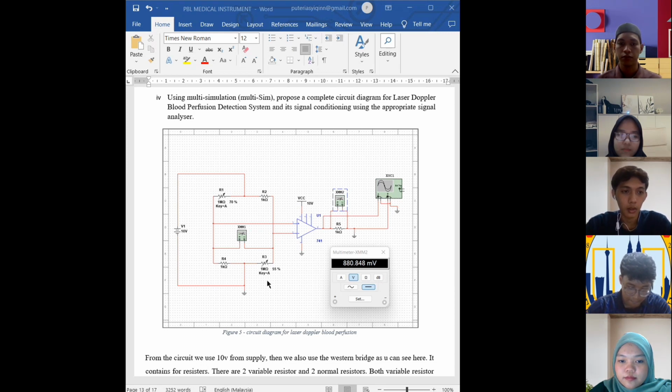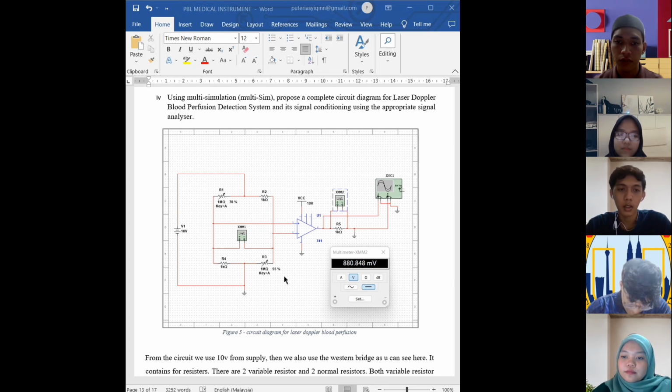R1 is the VREF and R3 is the reflection from the skin to the patient. So R1 acts as photodiode and R3 as the photoreceiver to compare the two signals, which is initial brightness and after reflection. We use an op-amp subtractor so that we can get the value at the multimeter. That's all from me.